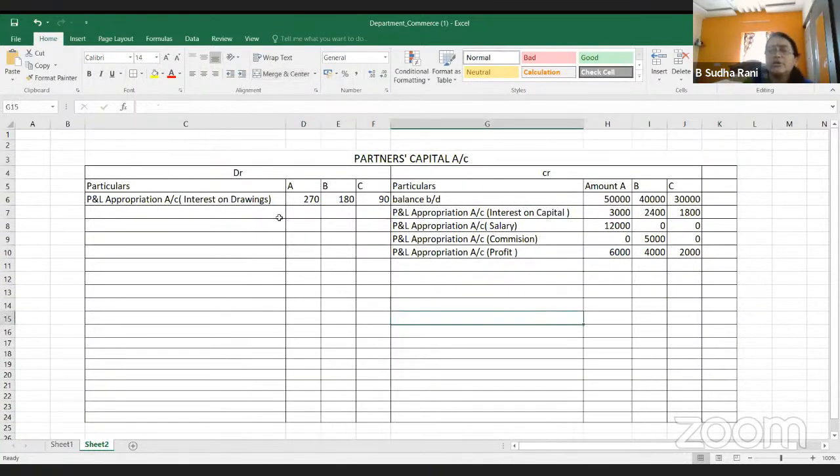Finding the balance. Now, whatever comes in the partners' capital accounts, we took everything. So now we need to close the account. For closing the account, you should find the balance. Actually the credit is more than the debit. So let us do the debit and credit totals first.